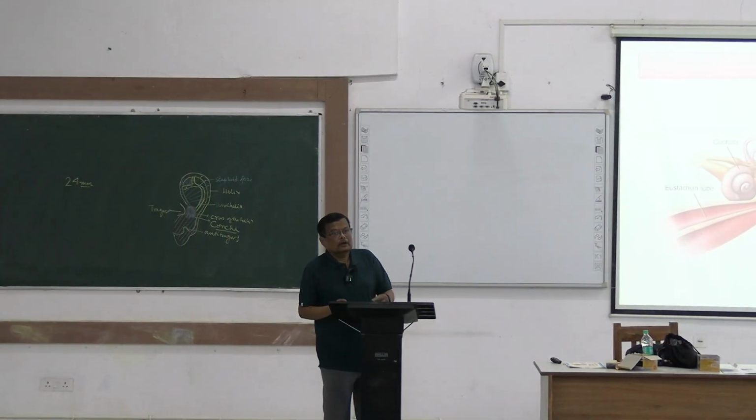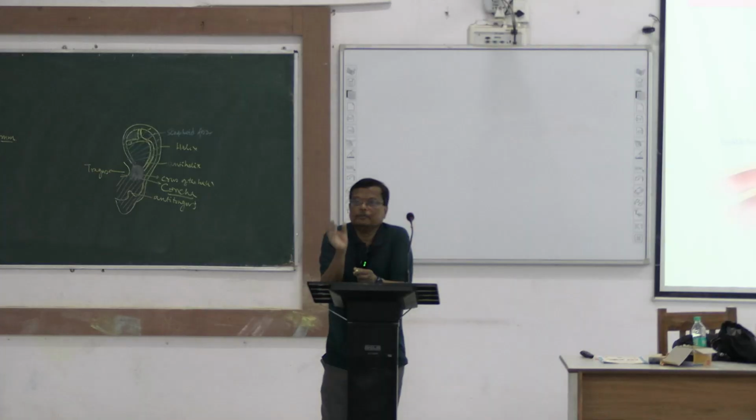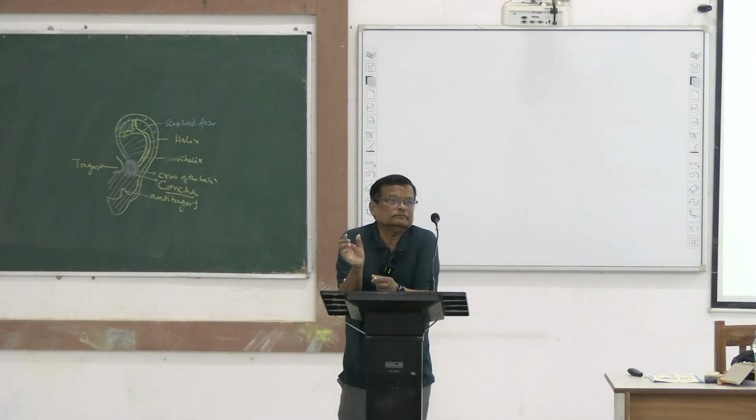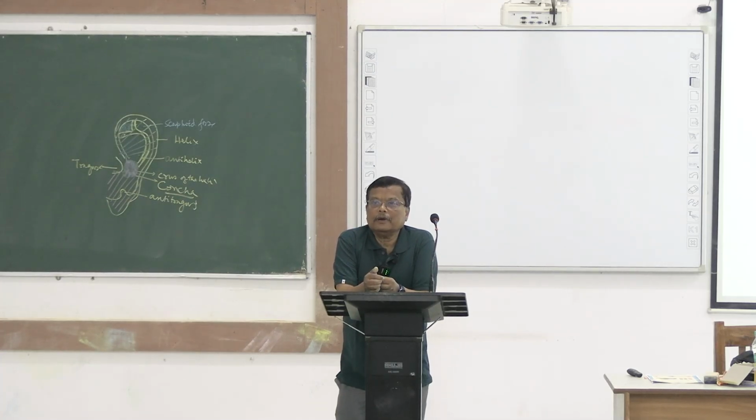The external acoustic meatus is made up of a cartilaginous part and a bony part. The cartilage is continuous with the cartilage of the external ear. What is the length of the cartilage part? One third, which means 8 millimeter.